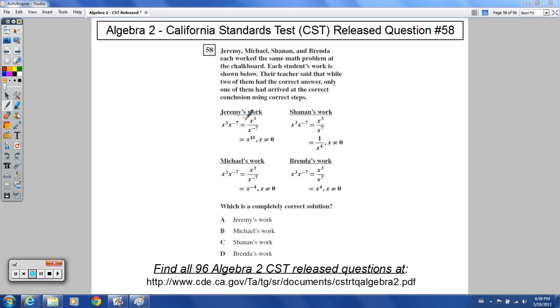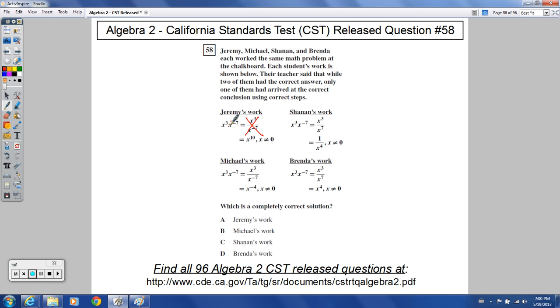So let's look at each one individually. It looks like we have x to the third times, we can think of that as times x to the negative 7. Is that the same thing as dividing x to the third and x to the negative 7? No, that's a completely incorrect step right there. So that's not right. That's not good to go.